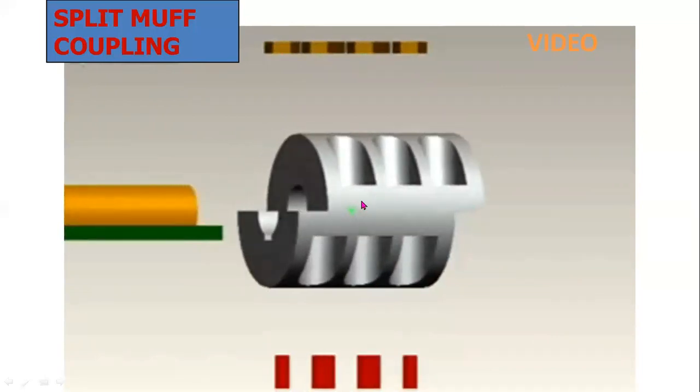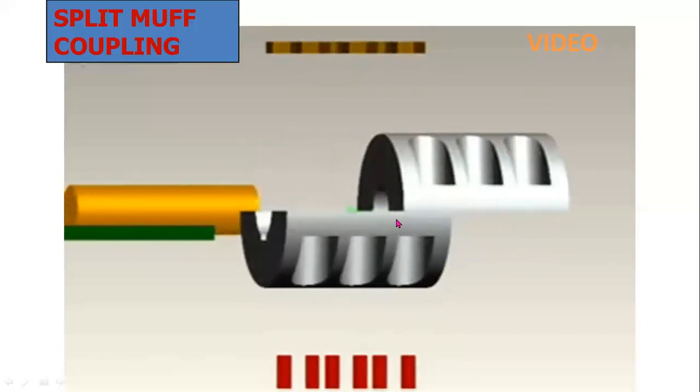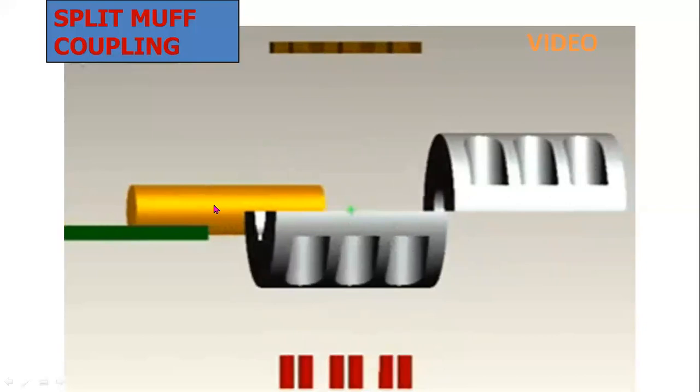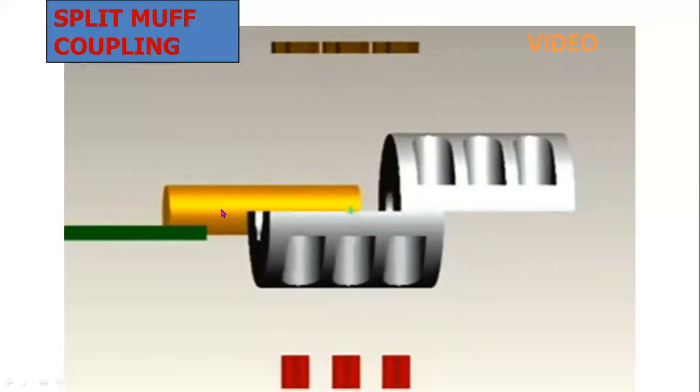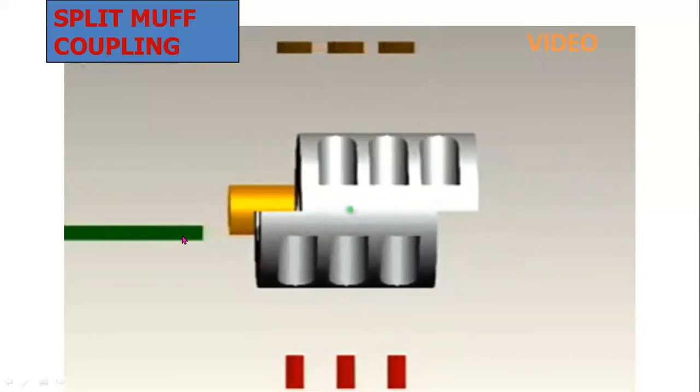Okay, here this one is a sleeve. Sleeve splits into two halves. This one is a shaft. Okay, this one is a key.